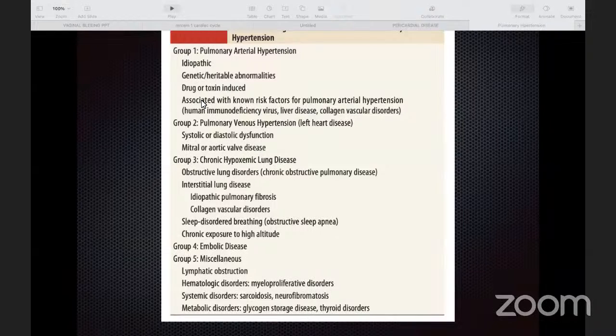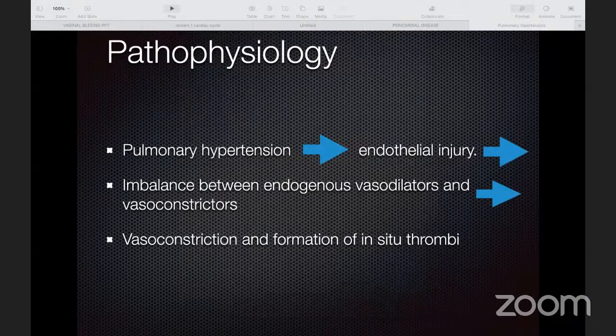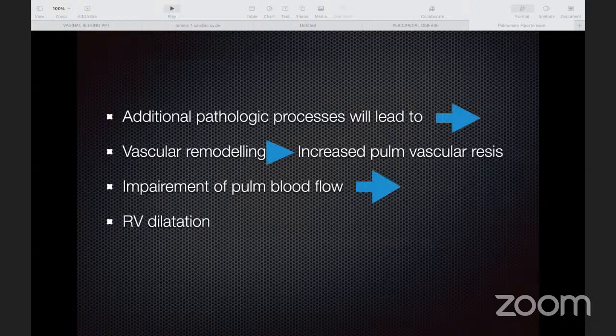So it's a gross classification of pulmonary hypertension into different groups based more on the causes leading to the pulmonary hypertension. Now, what is the pathophysiology? As we all know, but I just want to review this pathophysiology again. The pulmonary hypertension first will cause injury, which can lead to an imbalance between endogenous vasodilators and vasoconstrictors, and that can lead to vasoconstriction and formation of in situ thrombi. All these additional pathological processes can lead to vascular remodeling, which will eventually increase pulmonary vascular resistance, and that will impair the pulmonary blood flow.